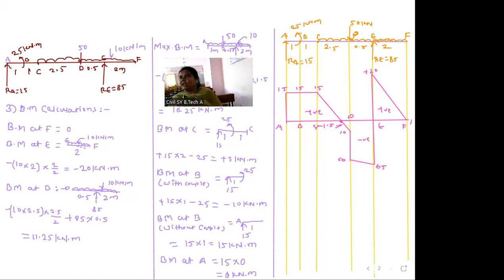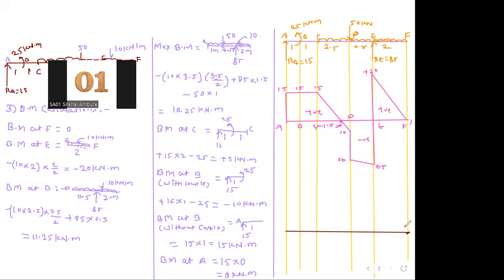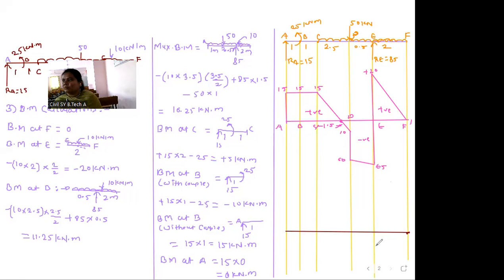Now we will draw the bending moment diagram. The values of the bending moment diagram have plus and minus values. So we will first draw the baseline, then we will draw the figure. Suppose this is our baseline. So bending moment at F, we will first mark points. Bending moment at F is 0. After that, bending moment at E is equal to minus 20. Minus 20 means below the baseline. Suppose here.